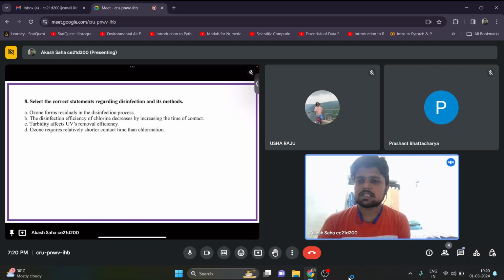So now it says select the correct statements regarding disinfection and its method. So what we can say is ozone forms residuals in disinfection process. The disinfection efficiency of chlorine decreases by increasing the contact time. Turbidity affects UV's removal efficiency, and ozone requires relatively shorter contact time than chlorination. So which of the options are correct?